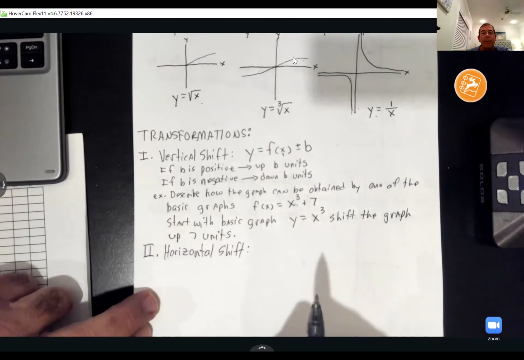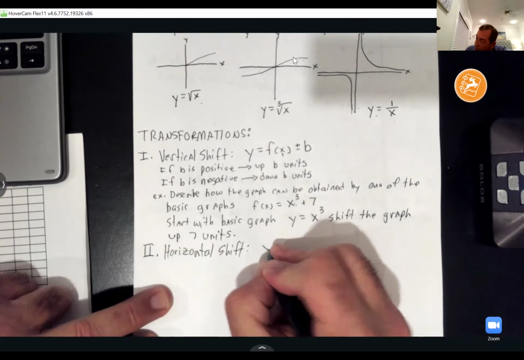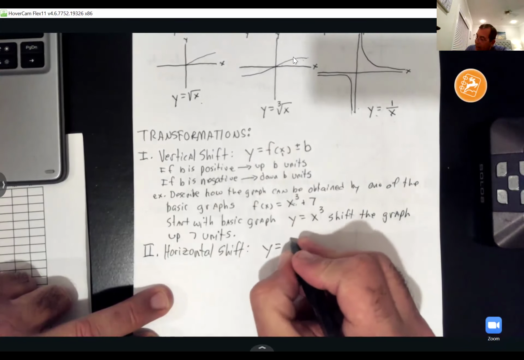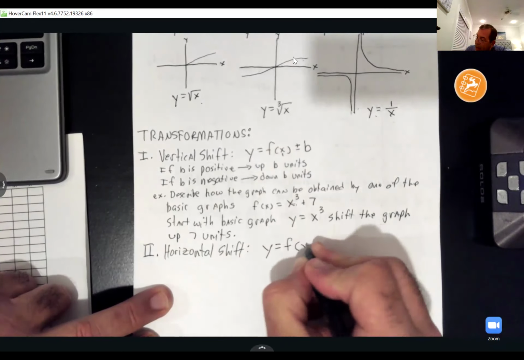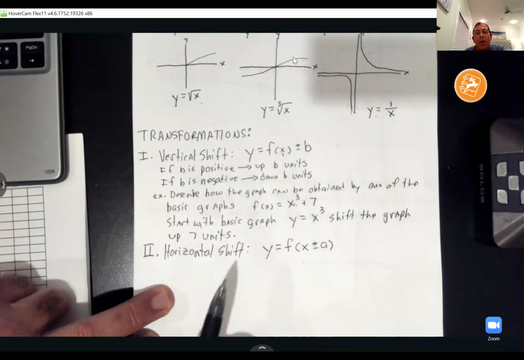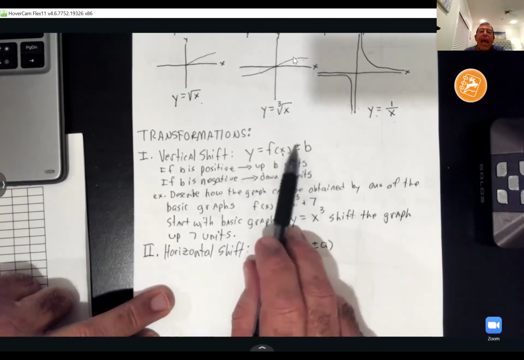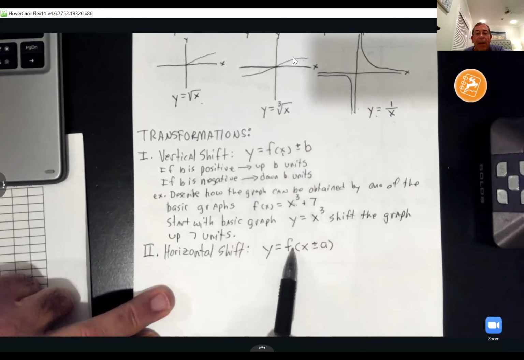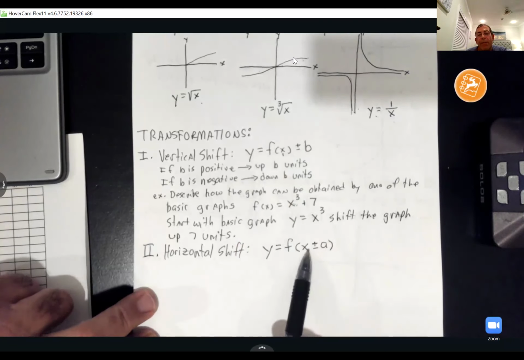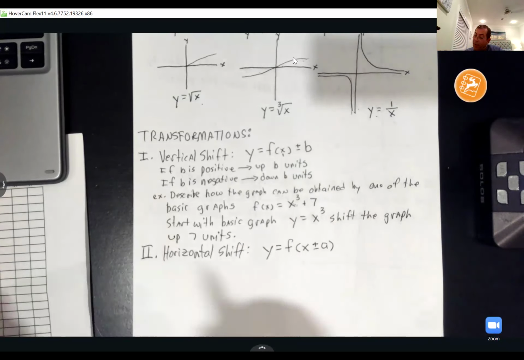Horizontal, left or right. So to get a horizontal shift, you're going to have y equals f of x plus or minus a. Now, I want you to notice the difference. Up here, the number was added after the function. Right here, you're changing the x value of the function. So if the number is inside the parentheses with the x, it's going to move me left or right.